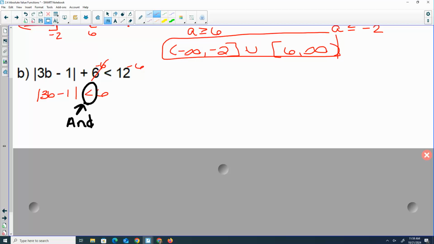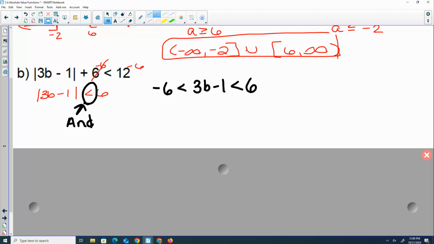I know that if it's an and, I'm going to have a starting point and a stopping point. So I'm basically going to take this inequality, 3b minus 1 is less than 6. That's what I had. And then on the other side, we just put another less than and a negative 6. It has to be in between negative 6 and positive 6. Because it was an and, we can do them at the same time. It's a compound inequality, and we know it's just in between these two numbers.